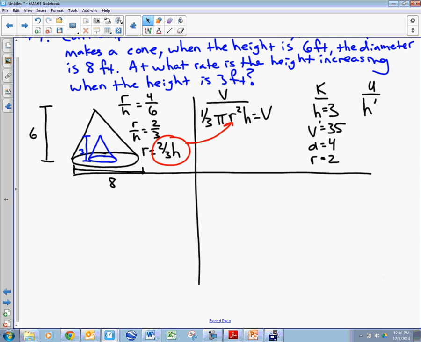I could have solved for h. Why did I choose to solve for r? Because we don't know r prime and we want to find h prime. So that's why I want h's in my equation, because I'm looking for an h prime. So now my new formula becomes volume is equal to 1 over 3 pi times 2 over 3 h squared times h.